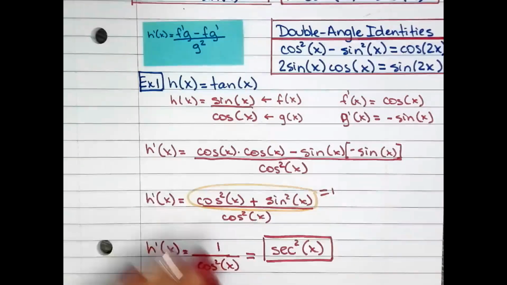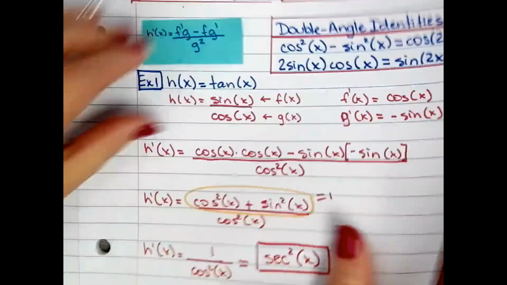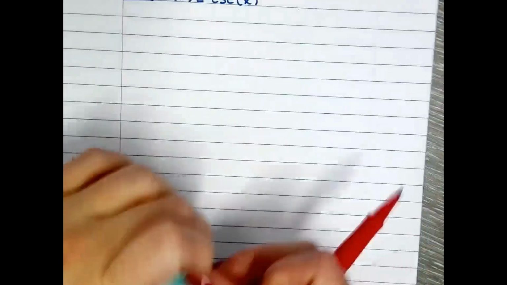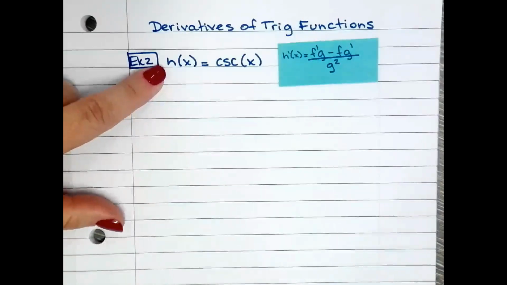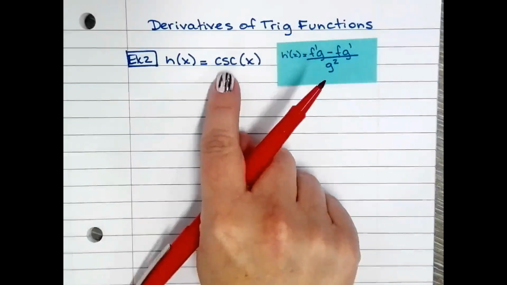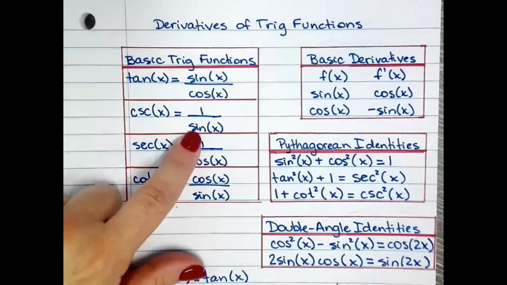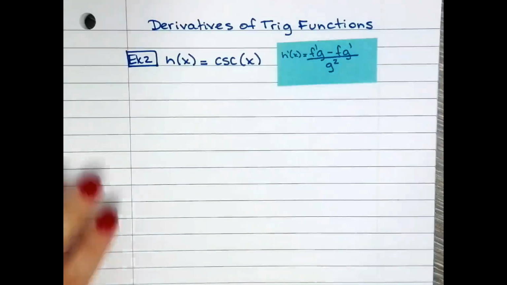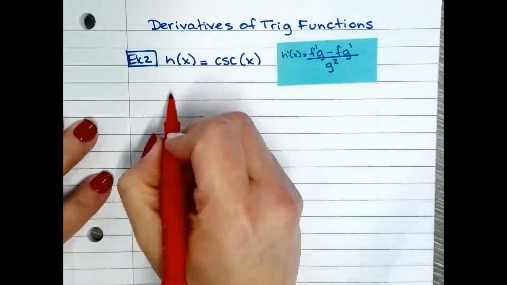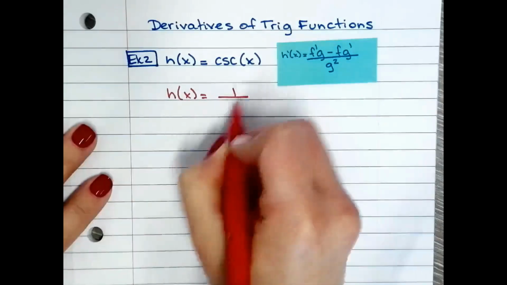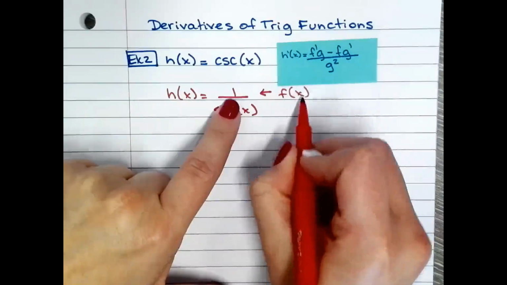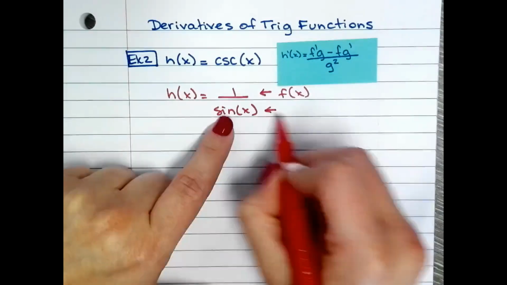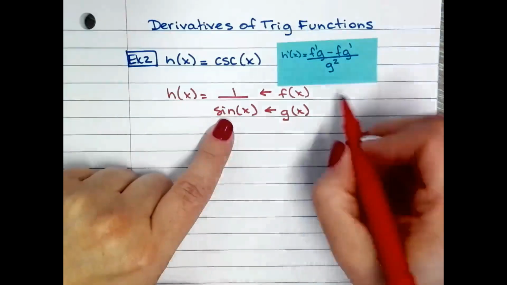Okay, let's do one more with the same idea. I'm going to get my sticky note from over here so I don't make boo-boos. All right, so now I will find the derivative of cosecant. From the basic trig, I know cosecant is the reciprocal of sine, so I will rewrite this as 1 over sine of x. Now this is f of x. I like when f of x is just 1. g of x is sine.